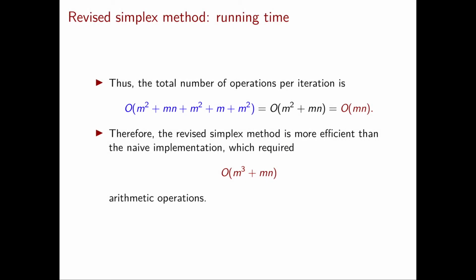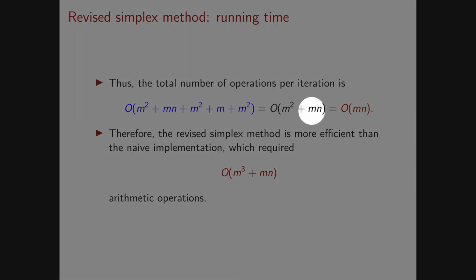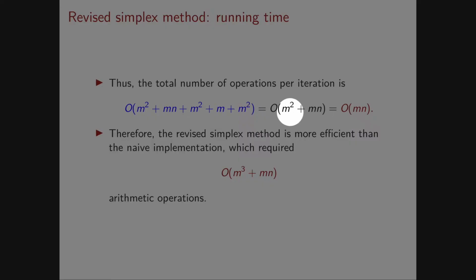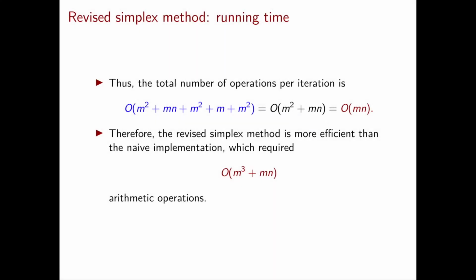Finally, notice that big O of m squared plus mn is simply big O of mn. This is because, since we're assuming that the rows of A are linearly independent, we always have that m is less than or equal to n. Therefore, m squared is less than or equal to mn. For now, this concludes our discussion on the revised simplex method.